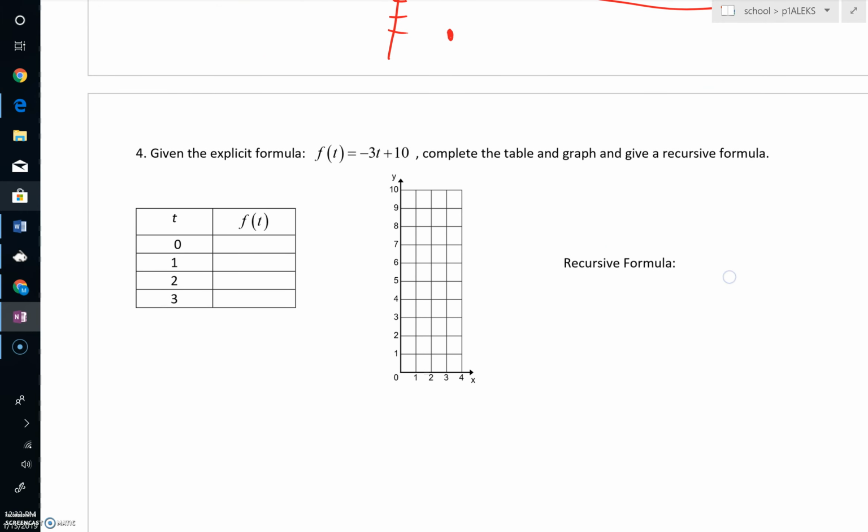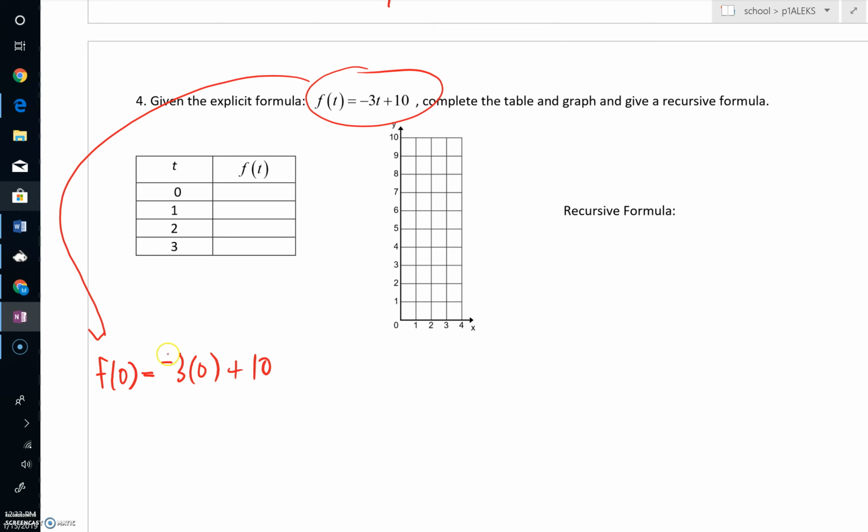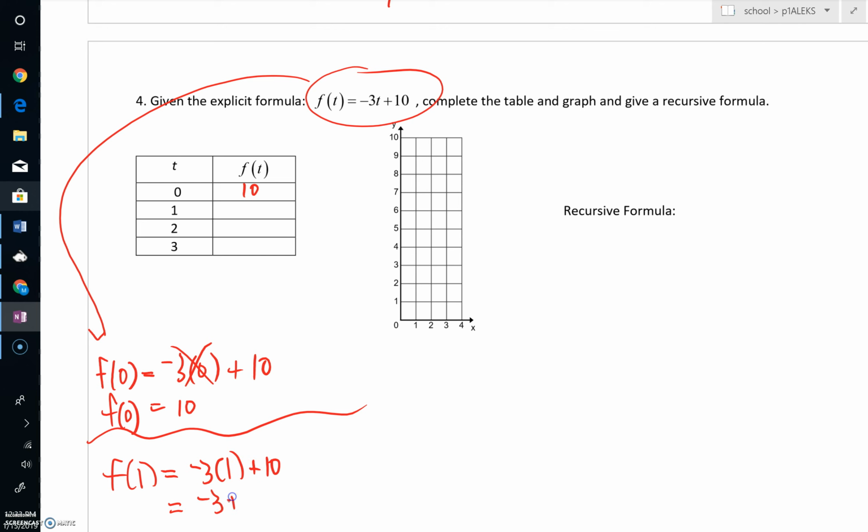For our last one, here we are given the explicit formula. And wow, we're supposed to fill out all the other information. Tell you what, this explicit formula, like I was saying earlier, the power in it is that you can plug in whatever t values you want. You could plug in a 0. Look at this. Anything times 0 goes away, you're just left with a 10. Look at that. What if we plugged in a 1? Well, if we plug in a 1, we'd have negative 3 times 1 plus 10. Negative 3 plus 10 is 7.